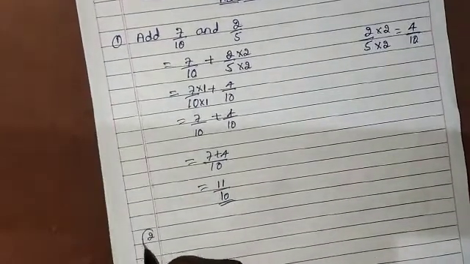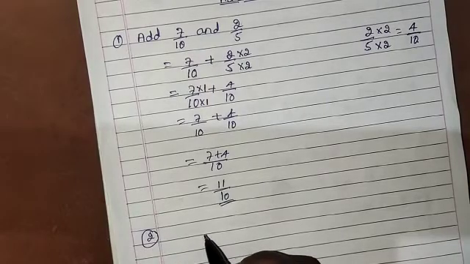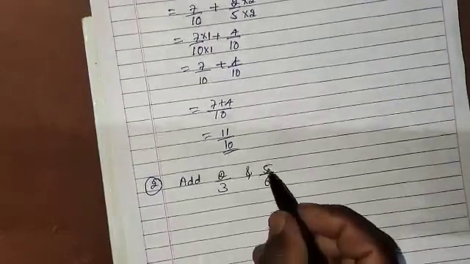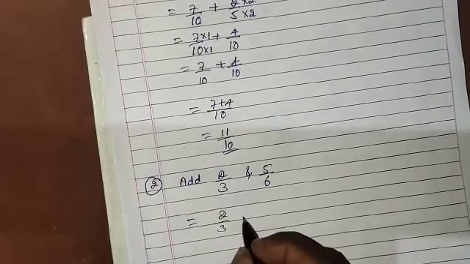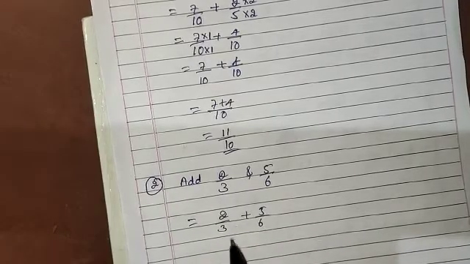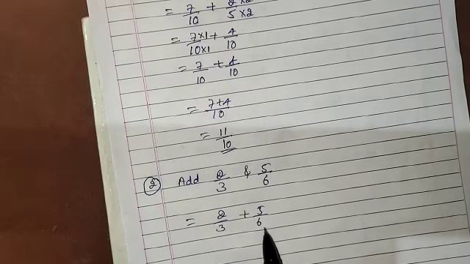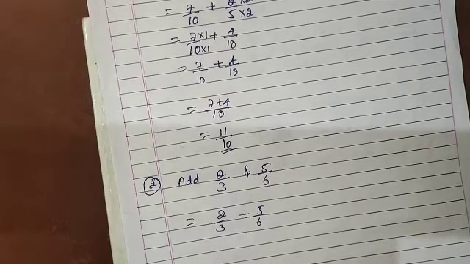Let's see the second problem. We have to add 2 by 3 and 5 by 6. Now how do we add? Let's see. 2 by 3 plus 5 by 6. Here the denominator is 3, and here it is 6. Both are different, so we have to convert these fractions into like fractions.